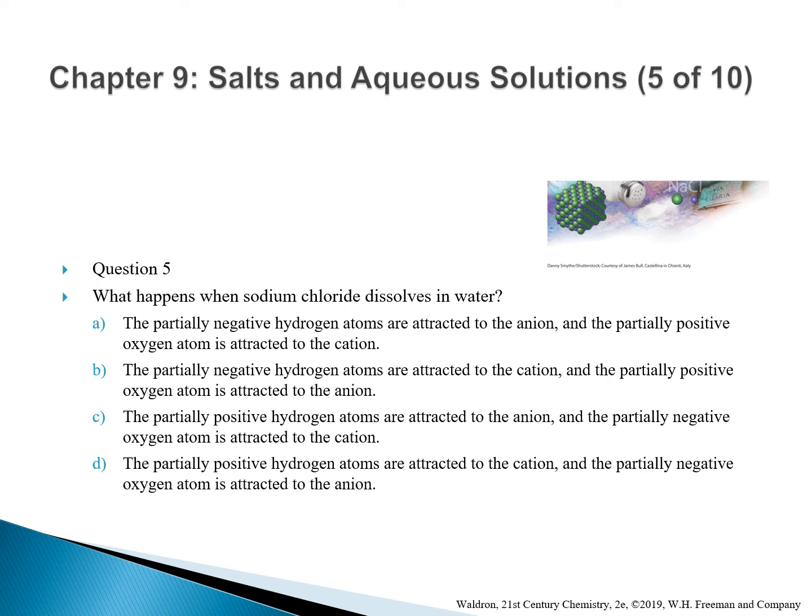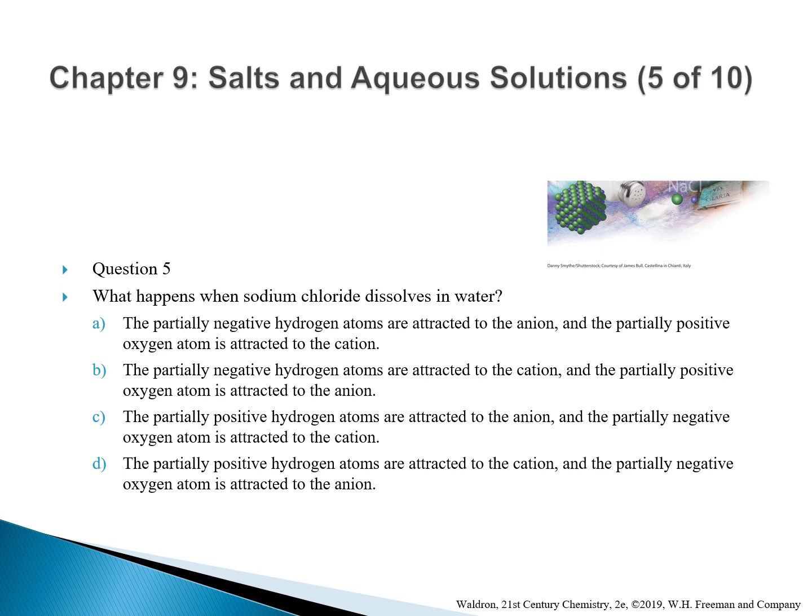Question 5. What happens when sodium chloride dissolves in water? A. The partially negative hydrogen atoms are attracted to the anion, and the partial positive oxygen atoms is attracted to the cation. B. The partially negative hydrogen atoms are attracted to the cation, and the partial positive oxygen atom is attracted to the anion. C.